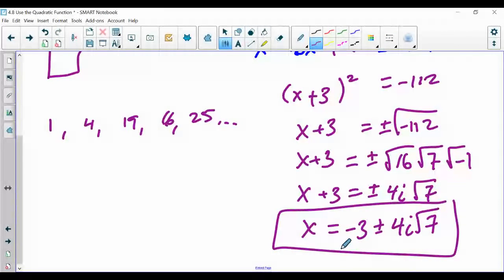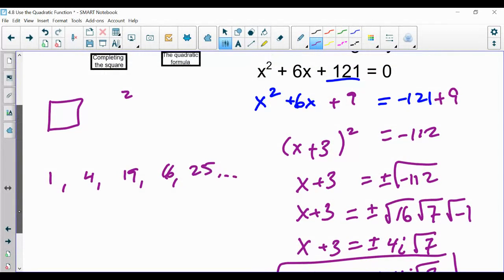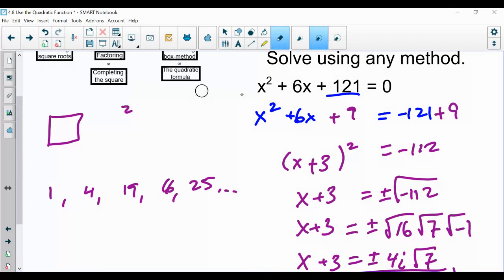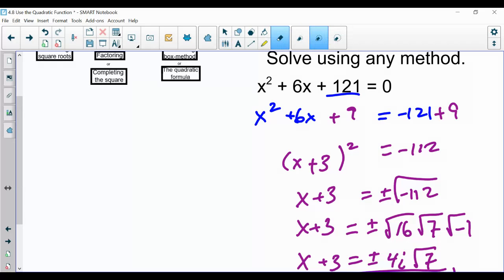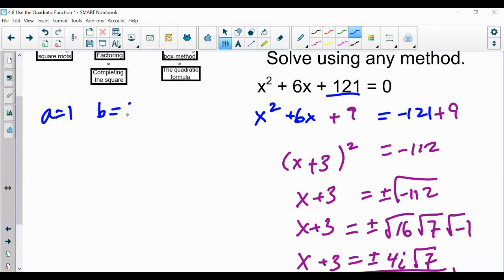We ended up with negative 3 plus or minus 4i root 7. Now I want to show you that you could also get this answer by using the quadratic formula, and we should end up with the exact same answer. Let's do that over here on the left. We still have the same quadratic that we're starting out with, x squared plus 6x plus 121. The a term is 1, the b term is 6, and the c term is 121.